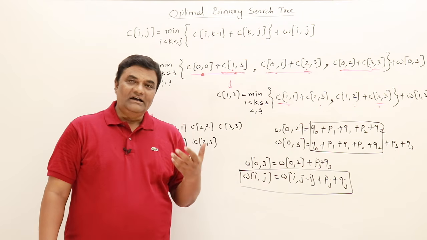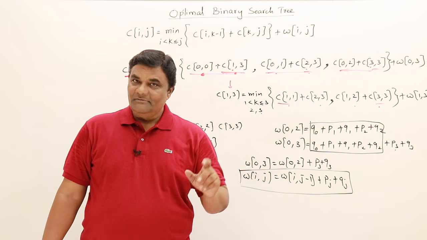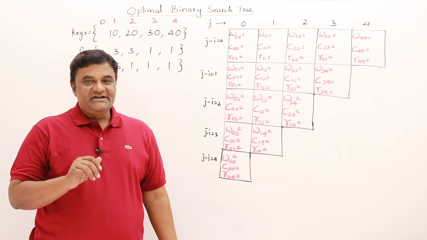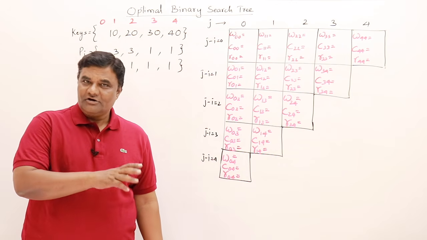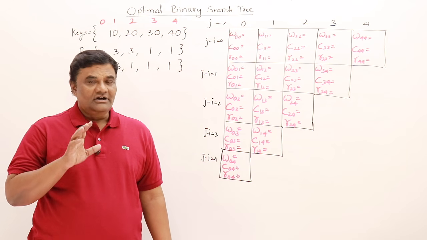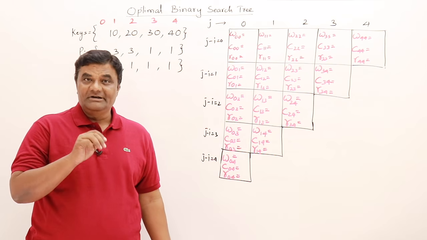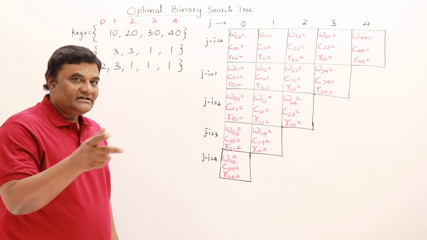So now I have explained what the approach should be. Now I will take an example problem and solve it. Let us take a problem and solve it using the formula we have already seen, and also I have given you the approach. Now I will solve this problem and also construct a binary search tree, that is, the optimal binary search tree. So let us look at the problem.